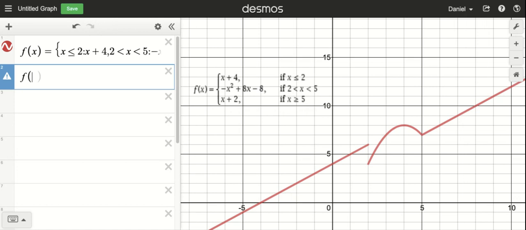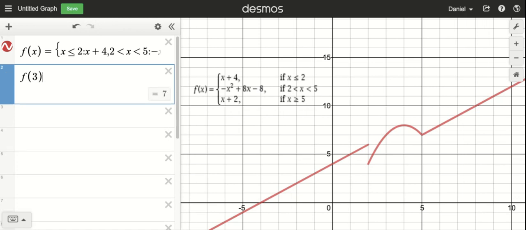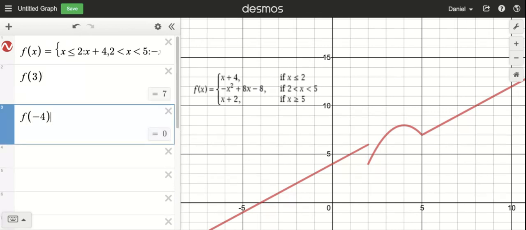find f of 3. And it will do it by plugging the 3 into the correct rule. It knows that I want to use the middle rule because 3 is in between 2 and 5. If I wanted to do f of negative 4, it knows to plug it into the first subdomain, because I define my function as f of x. Now, anytime I use f in Desmos in this calculator, it will refer back to that function and use the correct subdomain.